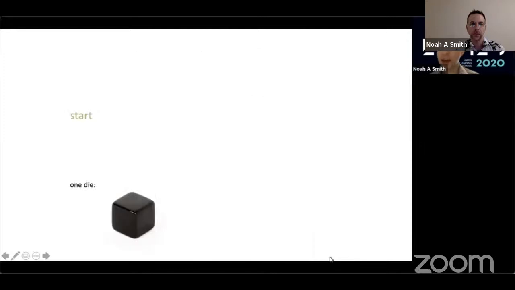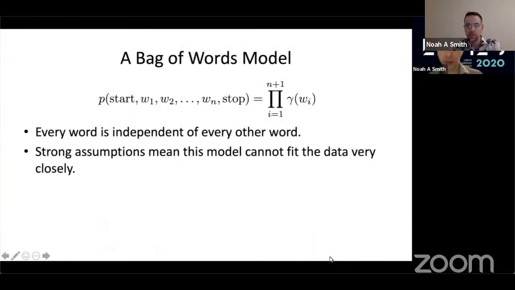Another way to say this is that we only have one die total for the whole model, just one die with all the words and stop written on it. And we just draw each word, not conditioning on anything, one after the other, until we get to the stop symbol, and then we're done. Very, very simple model, very strong assumption. What this strong assumption means is that you can't really fit the data very well. One sort of annoying property about this model is that the order of the words has no effect at all on the probability. So if you take a sentence like, I want ice cream, the probability of that sentence is exactly the same as want I ice cream, or cream ice want I, or ice cream want I. All orderings of the same sequence will have exactly the same probability, even though some of these are good English and some of them are not.